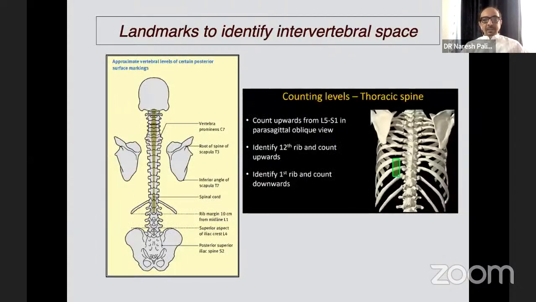These are the landmarks as already demonstrated by Dr. Silliman, but you can take advantage of ultrasound. If you have an ultrasound machine, you can count upwards from L5-S1 in the parasagittal oblique view. You can identify the 12th rib and count upwards, or identify the first rib and count downwards to locate the required spaces.